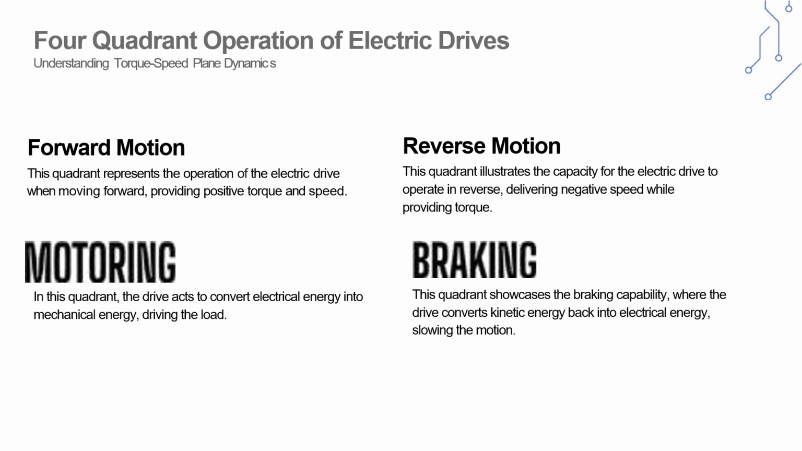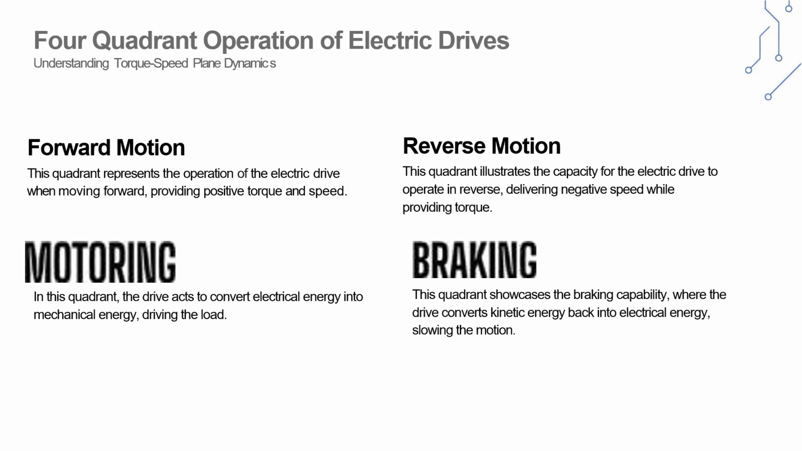Let's move on to one of the most fascinating aspects of electric drives: four-quadrant operation. This concept is all about how a motor can operate in four different modes depending on the direction of rotation and the direction of torque. Let us break it down quadrant by quadrant. The first quadrant is called forward motoring. Here, the motor rotates in the forward direction and the torque is also in the forward direction. This is the most common mode, like when your car is moving forward on a flat road. The motor is consuming electrical energy and converting it into mechanical energy to drive the load.